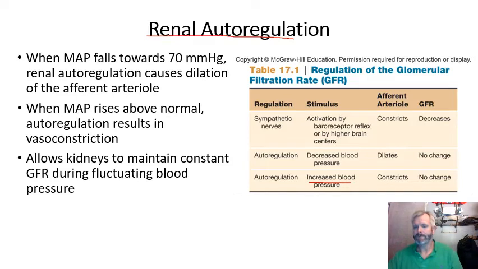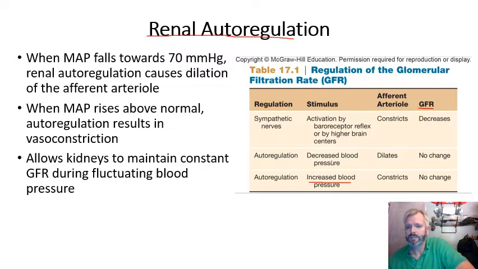Right? So if we constrict it, that limits the flow, and that will slow down. With increased blood pressure at the glomerulus, there would be more filtration, but if we constrict the afferent arteriole, that will help maintain the GFR at a similar rate.